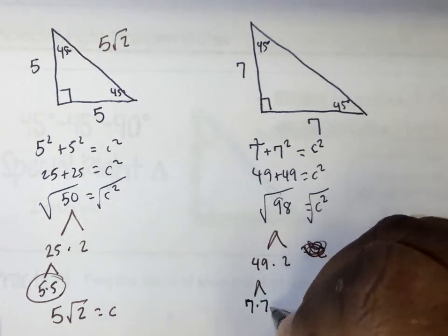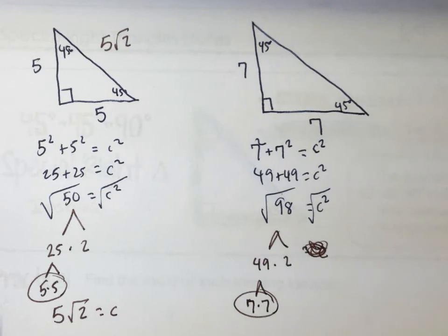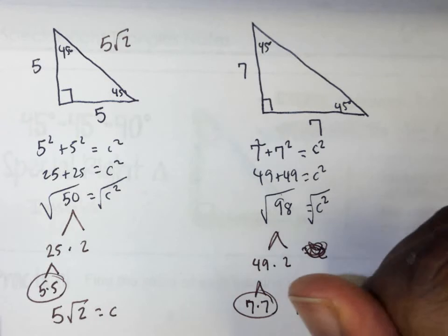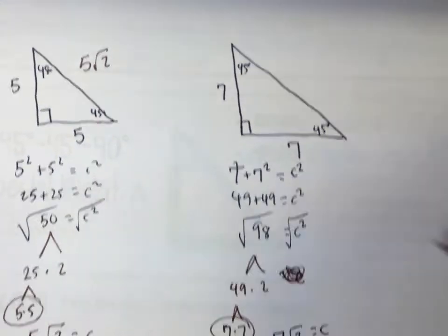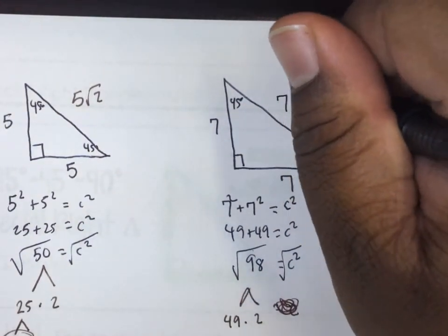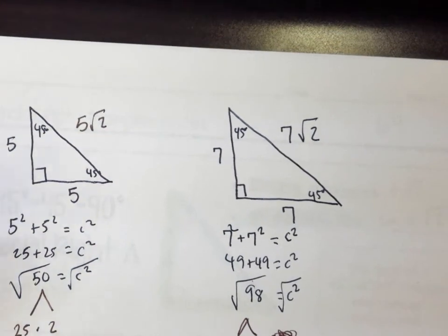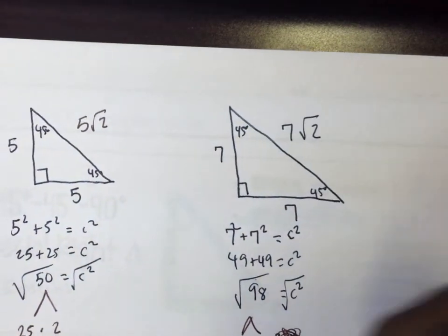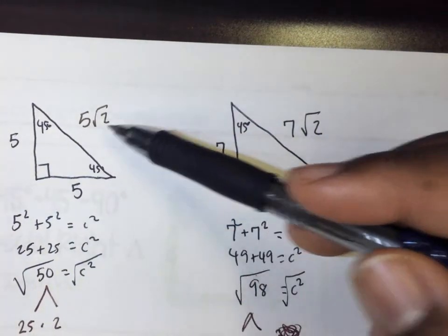7 times 7. Bring the 7's out. You'll get 7 square root 2 equals c. So up here, for my hypotenuse, I get 7 square root 2. It don't matter what two numbers I give you in leg. As long as those numbers are the same, I'm just trying to show you that you're going to keep getting that same thing for your hypotenuse. Whatever your leg is, times square root 2.